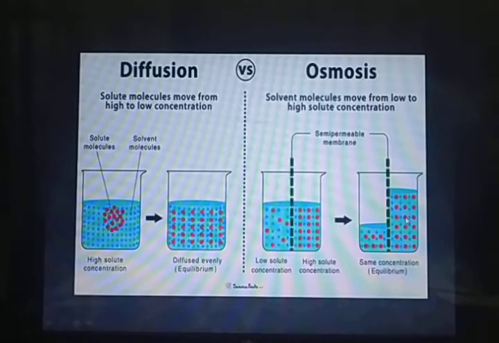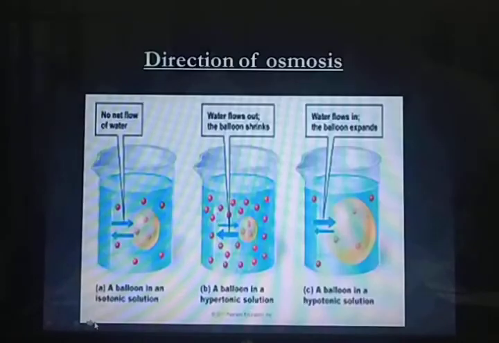So one of the differences between diffusion and osmosis is that in diffusion solute molecules move from higher to lower concentration, but in osmosis solvent molecules move from higher to lower concentration. Do not go through the definition. It is also the same, but just understand that osmosis is the movement of solvent from higher to lower concentration. Are you getting my point? And a semi-permeable membrane is not involved in diffusion, whereas in osmosis the semi-permeable membrane is involved. Okay, now we are going to talk about the direction of osmosis: whether it will take place from inside to outside or outside to inside.